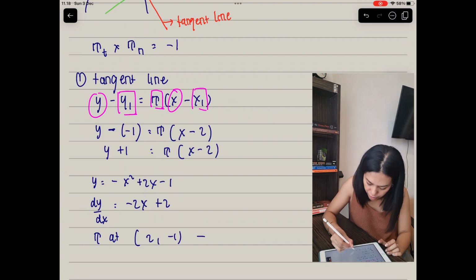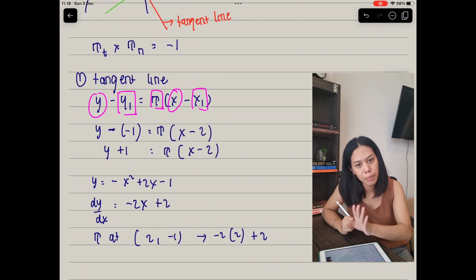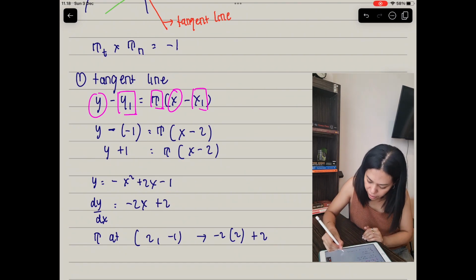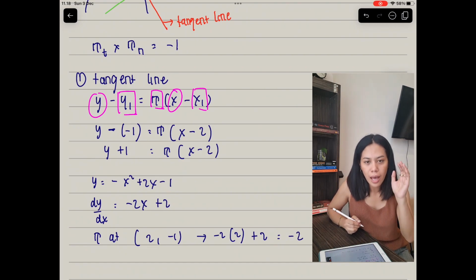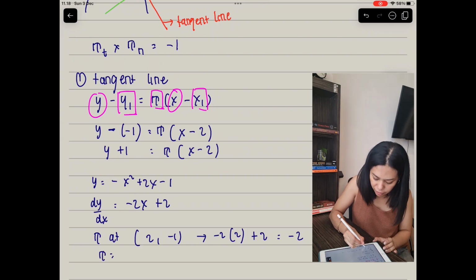So we just have to input into dy over dx. The first derivative is negative 2x plus 2, so it's going to be negative 2 times 2 plus 2. Negative 2 times 2 is negative 4, plus 2 is negative 2. So the m, or the gradient of the tangent line, is negative 2.